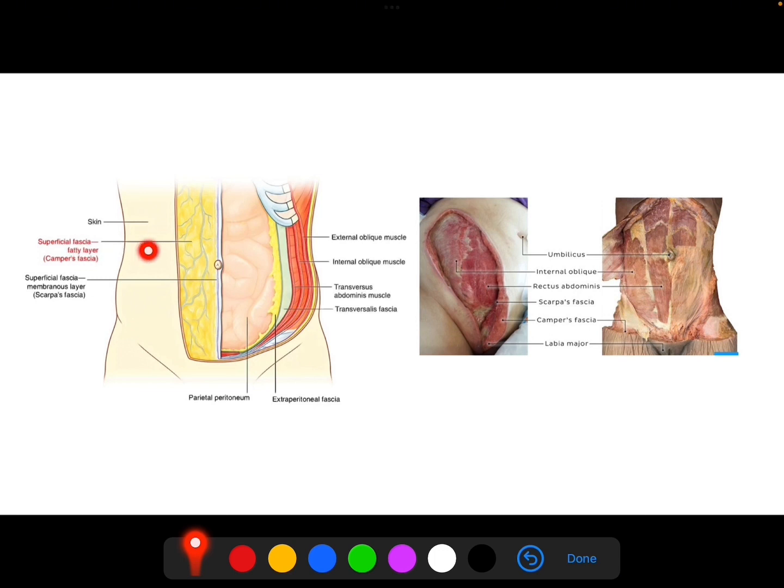Here you can see the superficial fascia, the fatty layer, the superficial fascia, the membranous layer, the transversalis fascia, extraperitoneal fascia.